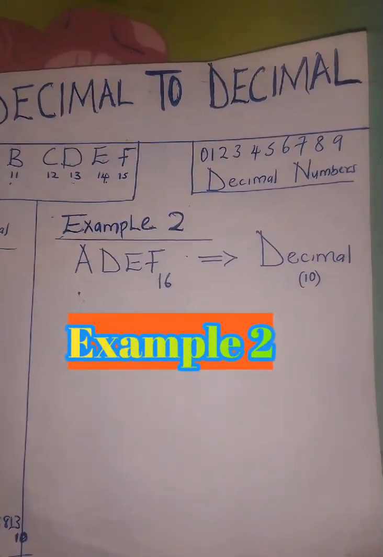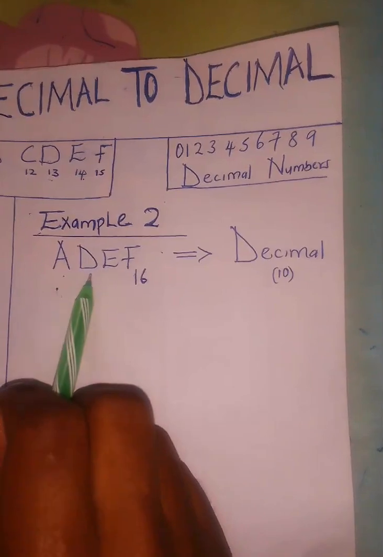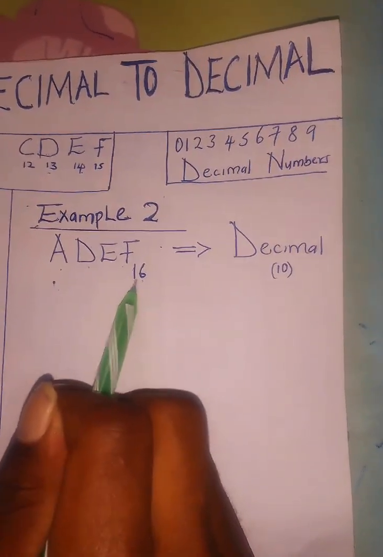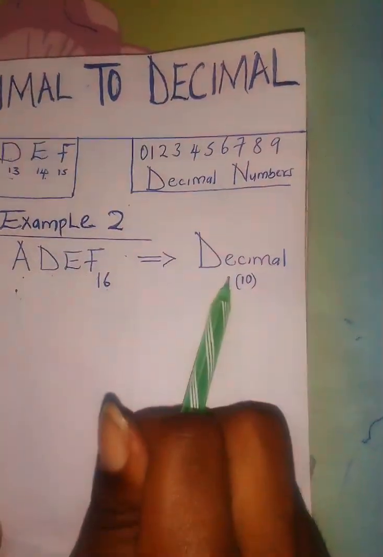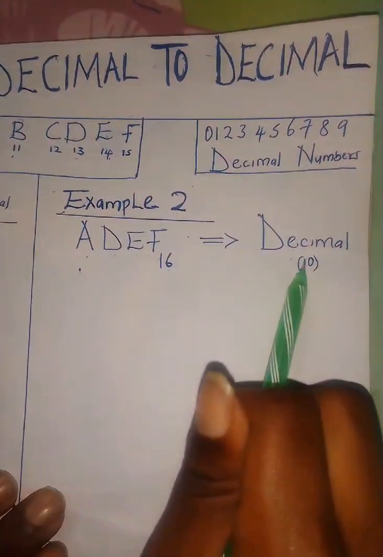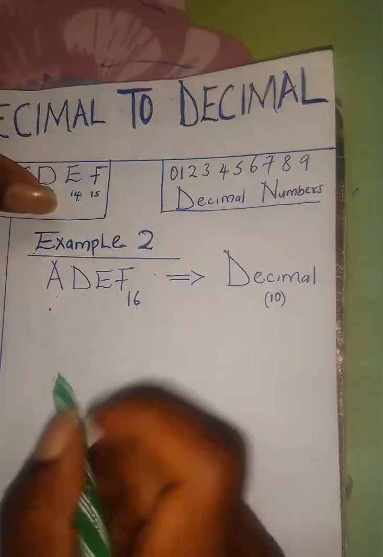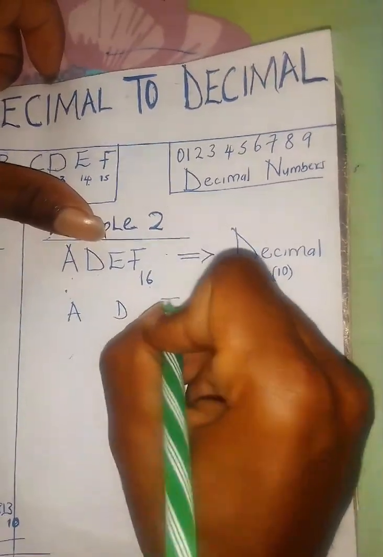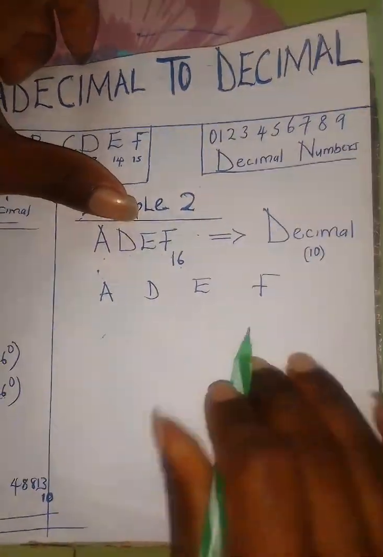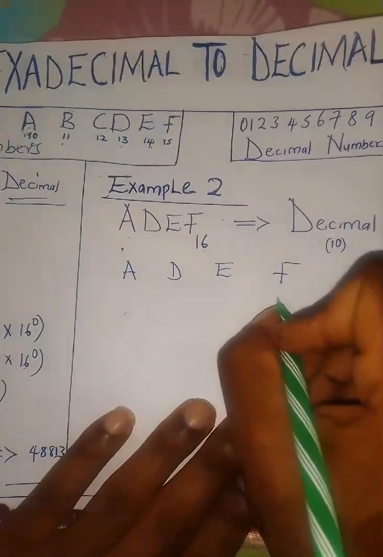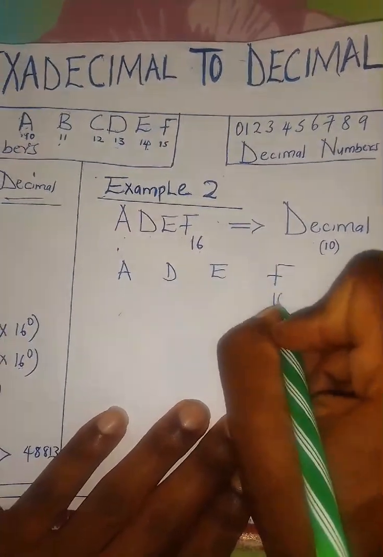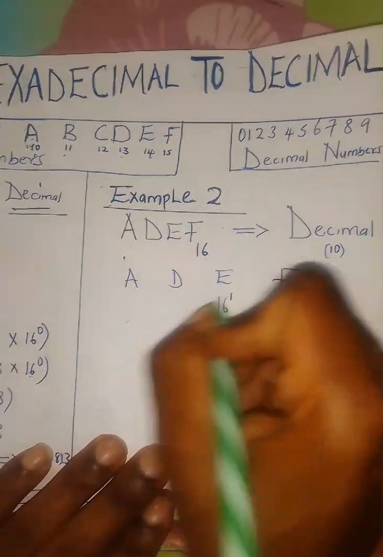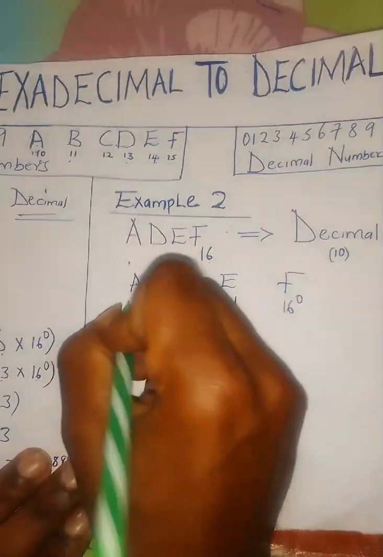Let's go to our next example, which is ADEF base 16, in hexadecimal. We are converting from hexadecimal to decimal. So we write the number again. It is ADEF. We write the place value of these numbers. Starting from the right, they are 16 power 0, 16 power 1, 16 power 2, 16 power 3.